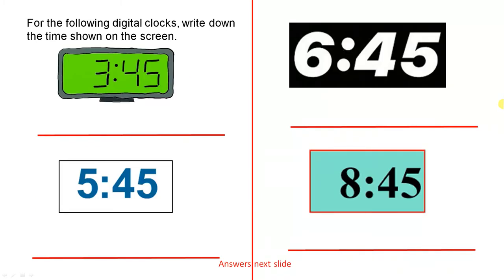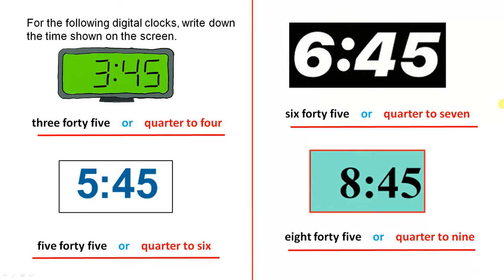For the following digital clocks, write down the time shown on the screen. I will move on to the answers in about 10 seconds, and it's up to you if you want to pause the video and try these for yourself first. Here we go to the answers. Again, we have two choices for each answer, and they're both highly acceptable.